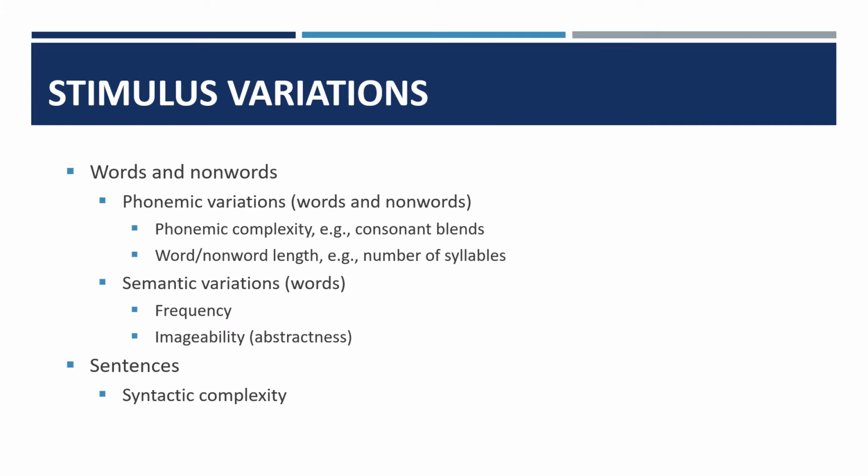The first way to work on verbal short-term memory is to introduce stimulus variations. Here are some examples. At the phonemic level, non-words can be varied by number of syllables. At the semantic level, words can be varied by imageability, initially using concrete words and then moving on to abstract words. Sentences can be varied by syntactic complexity by starting with active sentences and then increasing the challenge by presenting passive constructions.